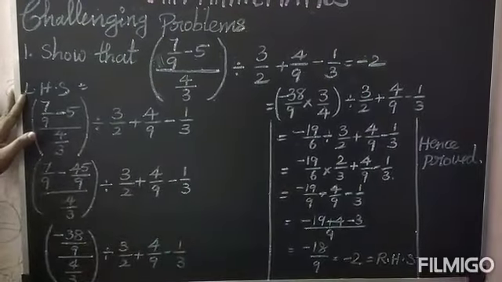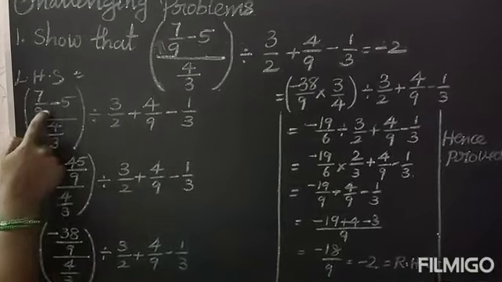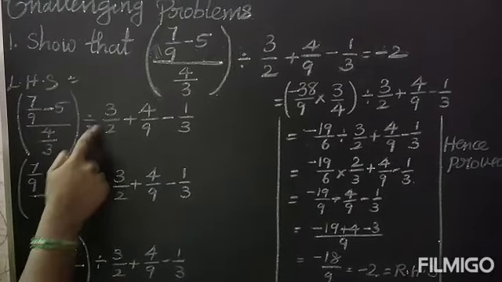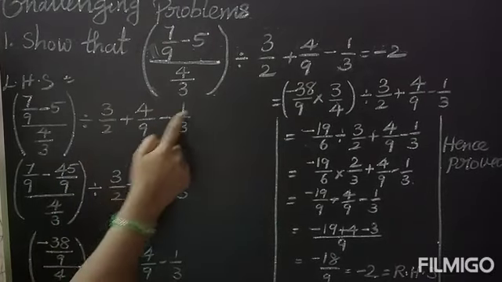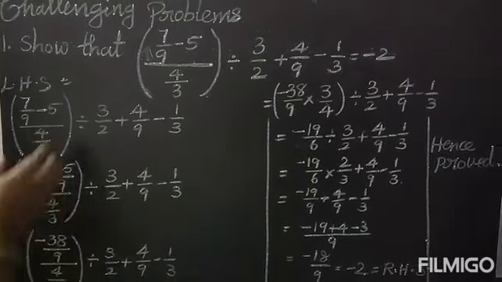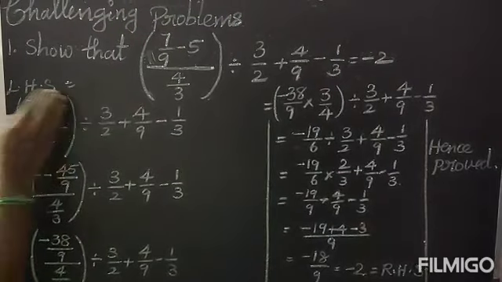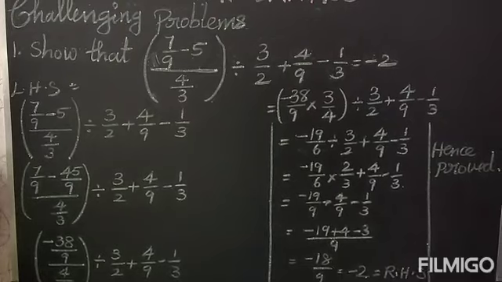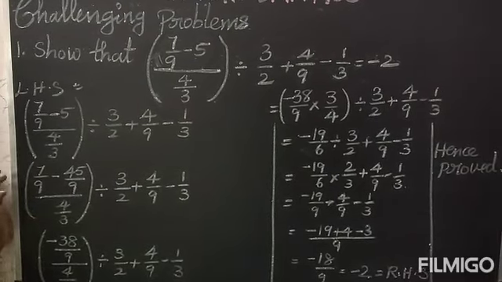Okay, now take the LHS: 7 by 9 minus 5 divided by 4 by 3, divided by 3 by 2, plus 4 by 9 minus 1 by 3. Now we are going to simplify the inner brackets first. Come along with me, then you can understand more easily.